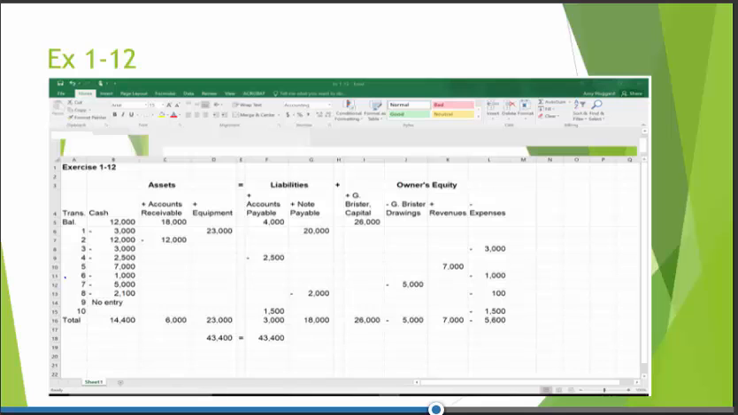Transaction 6, paid BC Hydro $1,000 for energy used in March. So again, I'm running a business. I have to have electricity or power to run my office. So again, when I pay a bill, it's a decrease in cash if I've paid. So that's minus 1,000, and we have minus 1,000 in our expenses for utilities.